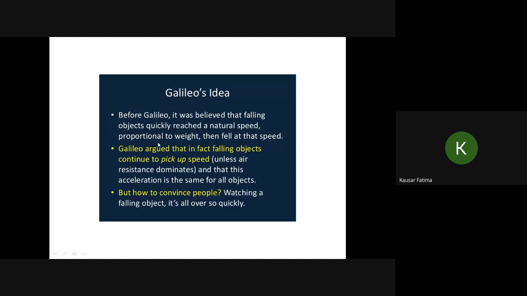Before Galileo, scientists used to think that lighter objects fall slowly and heavier objects fall faster. But Galileo's argument was that all objects acquire an increase in speed at the same rate, whatever their masses. In the absence of resistance, they will fall with constant acceleration. So how did he convince the people?